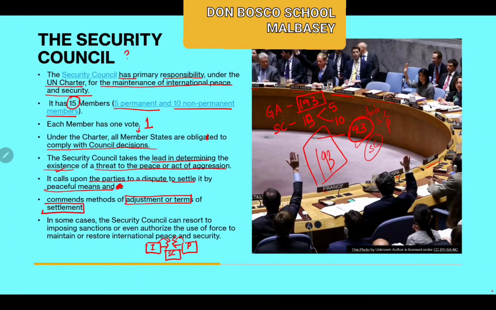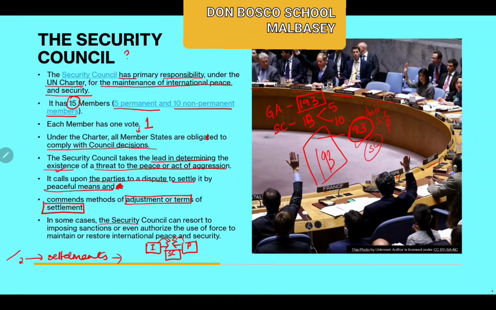It talks about the adjustment of terms of the settlement. Means they will say that now you have to settle your dispute in a very peaceful manner. These are certain settlements you need, both parties need to sign, etc.